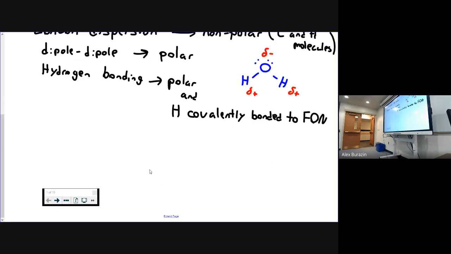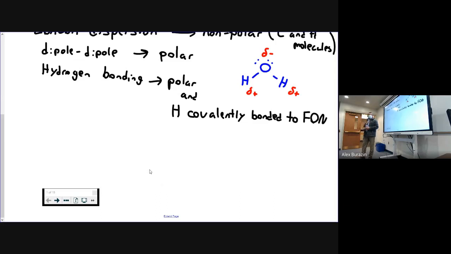So if I have hydrogen bonded to carbon, I'm not going to get hydrogen bonding. If I have hydrogens bonded to phosphorus, I'm not going to get hydrogen bonding. Hydrogen bonding as an intermolecular force can only happen if those hydrogens are covalently bonded to fluorine, oxygen, or nitrogen. What's so special about fluorine, oxygen, or nitrogen? The greatest electronegativity. Those are the three most electronegative elements that exist on the periodic table.